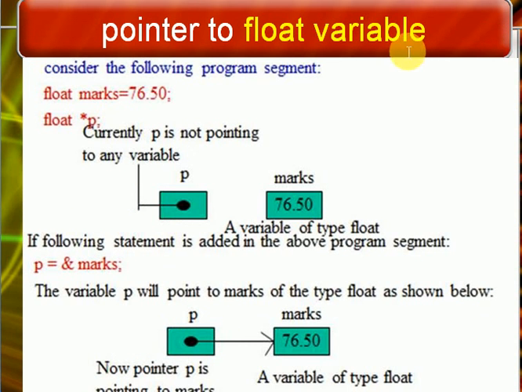Pointer to float variable. Consider the following program segment. For example, float marks = 76.50, and float *p is a pointer variable declaration. Currently p is not pointing to any variable. So if the following statement is added in the above program segment, p = &marks, the address of marks, the pointer p will point to marks of type float as shown below. Here p is pointing to marks.